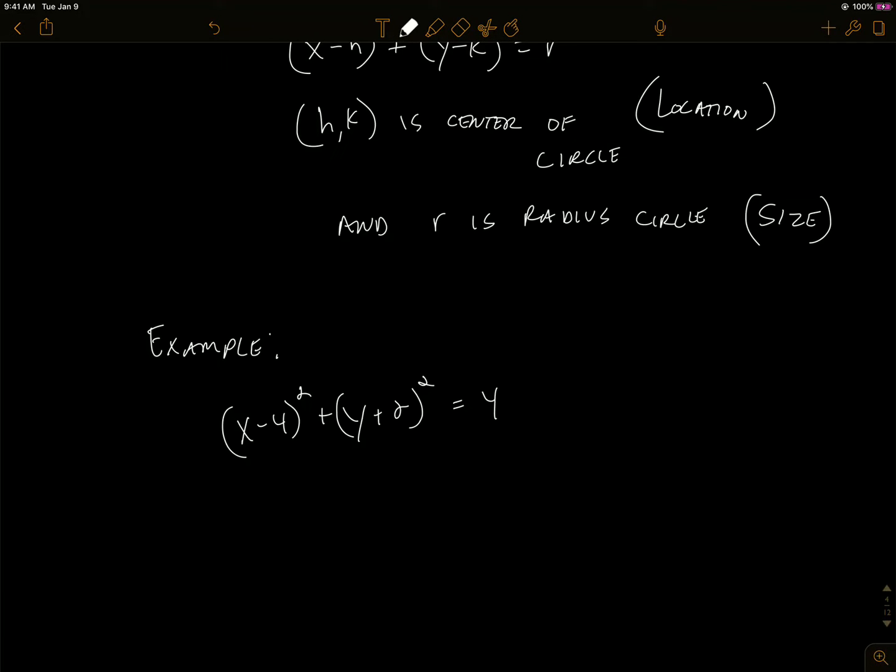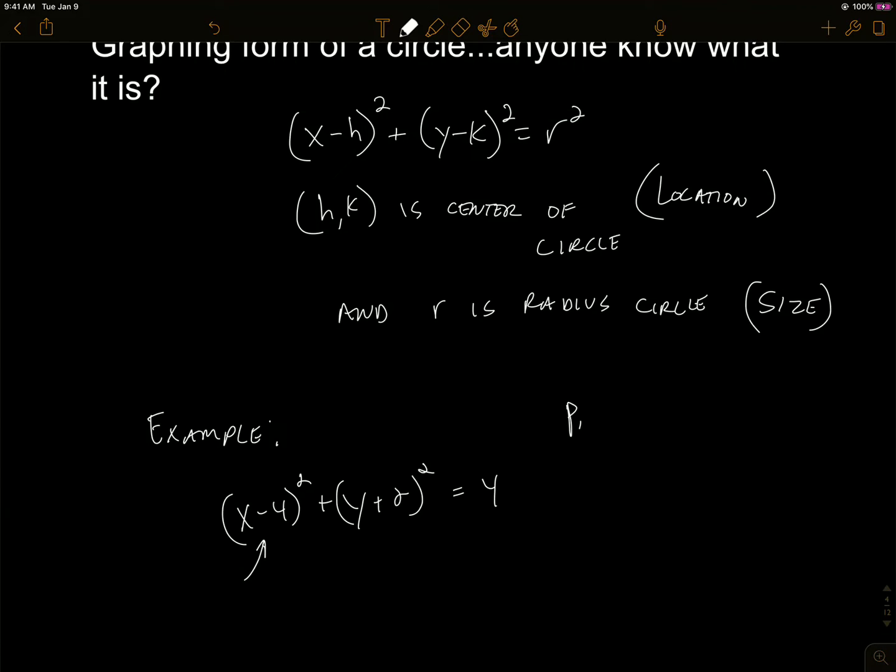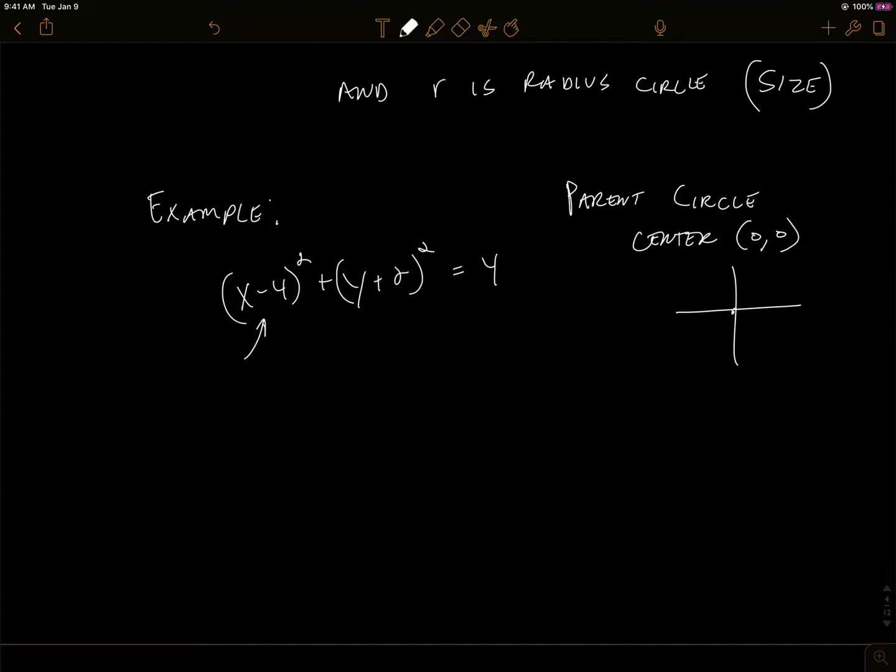I think translations. This means that our parent circle, the main circle, is always centered at 0, 0. That's before we translate it around. It could have any radius, okay? But it's centered at 0, 0.